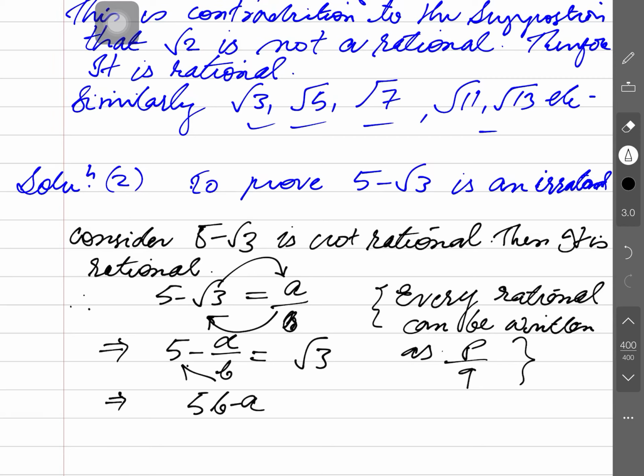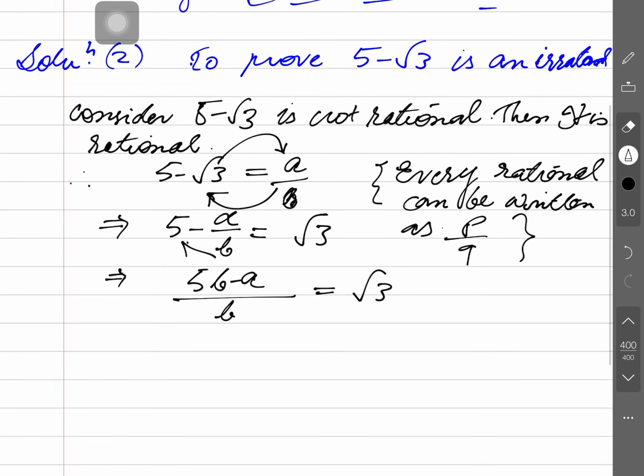The simple procedure I am employing here is what you have learned in the previous classes. Even the terms I am using, you have already heard in classes 6, 7, 8. So it is (5b minus a) by b equal to root 3. Now, what do you observe here? a and b are integers. Why are they integers? Because they are forming a rational number here. Is that clear? They are integers.